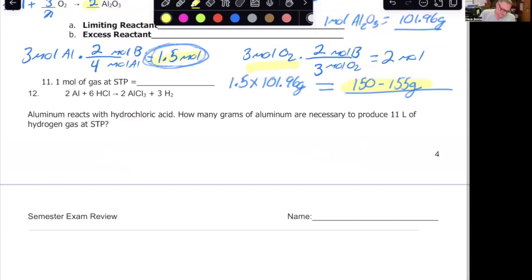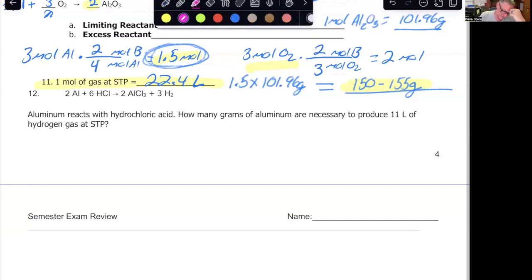All right, formatting is a little off here. Sorry about that. But number 11, and you can barely see the question, but 1 mole of gas at STP, what does that equal? That is going to equal 22.4 liters. So 1 mole of any gas at STP is equal to 22.4 liters. Make sure that you know that. Aluminum reacts with hydrochloric acid. How many grams of aluminum are necessary to produce 11 liters of hydrogen gas at STP?